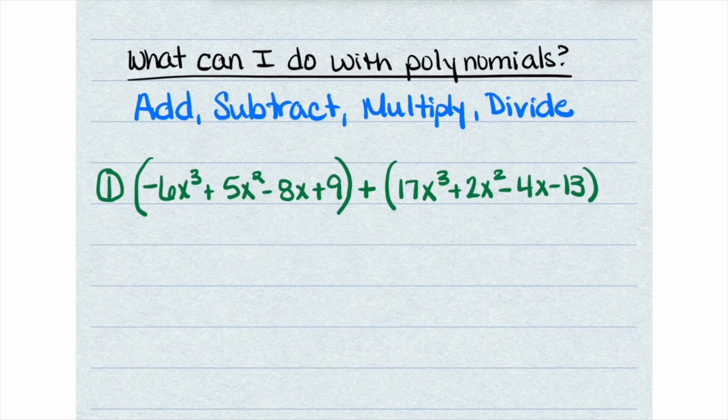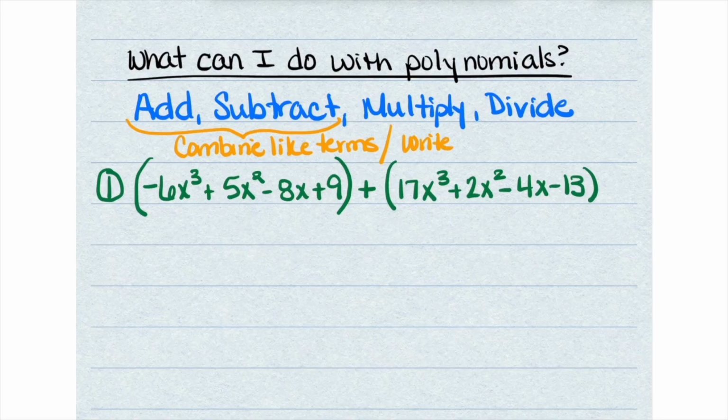Now, you're looking at that and you're like, oh my goodness, how am I going to do this? It does look a little extra. Now, what's cool about adding and subtracting polynomials is that you're going to combine like terms. You'll be combining like terms, and you can write it vertically or horizontally.